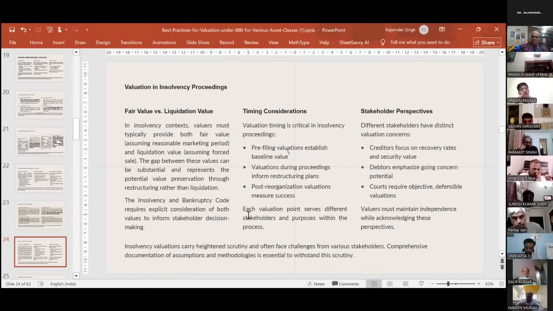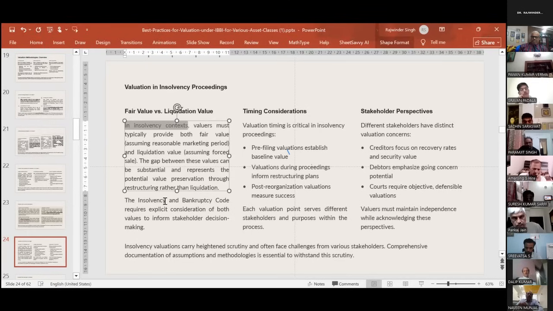As far as fair value and liquidation value are concerned, in the insolvency context, valuers must typically provide both fair value, assuming a reasonable market period, and liquidation value, assuming forced sales. So see these things. Fair value is when you have a reasonable marketing period, and liquidation value is when there is forced sale.